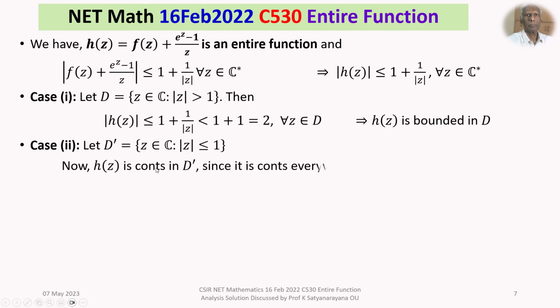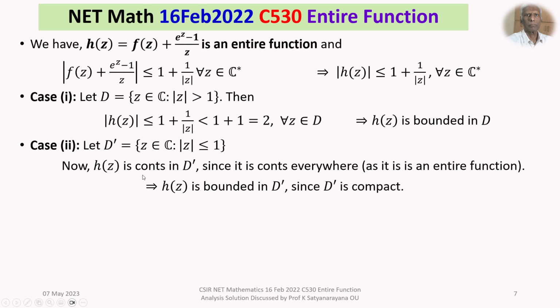Now h of z is continuous in D prime. Why? Because h of z is an entire function. Entire means it is differentiable everywhere. That means it is continuous everywhere. Since it is continuous everywhere, h of z is continuous in D prime. Agreed.